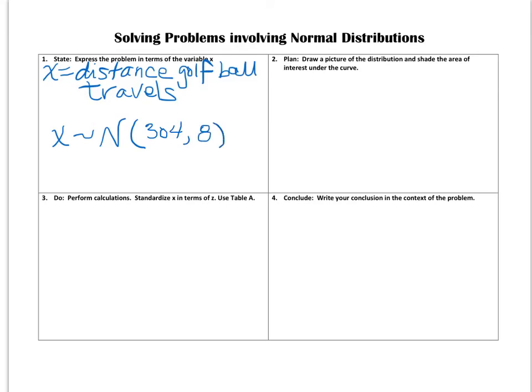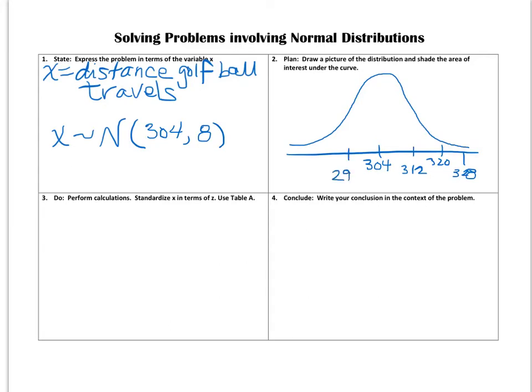We're going to draw a picture to represent what we're interested in. And so this is just recreating the normal curve that we had in class. So our mean is in the middle at 304. And then we have 312, 320, and 328 to go up to 3 standard deviations above the mean. And moving away from the mean, we have 296, 288, and 280.